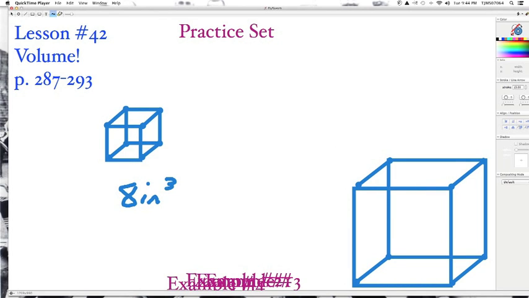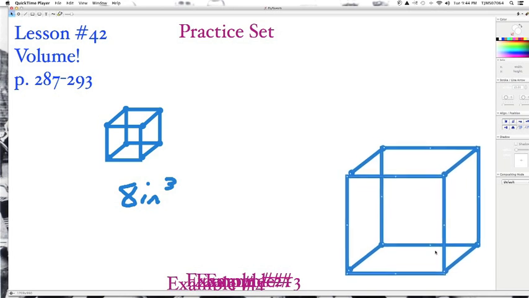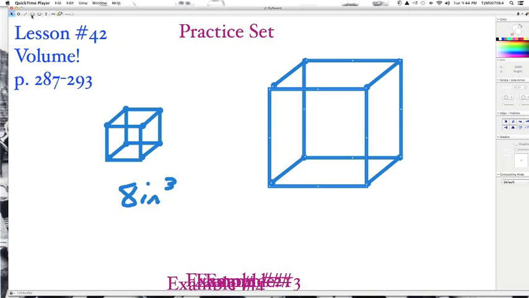Now we're going to look at a cube with each side 6 inches long. So we have 6 times 6 times 6. So this is 36 times 6. Put down the 6, carry the 3, 18, 216. This is 216 inches cubed.